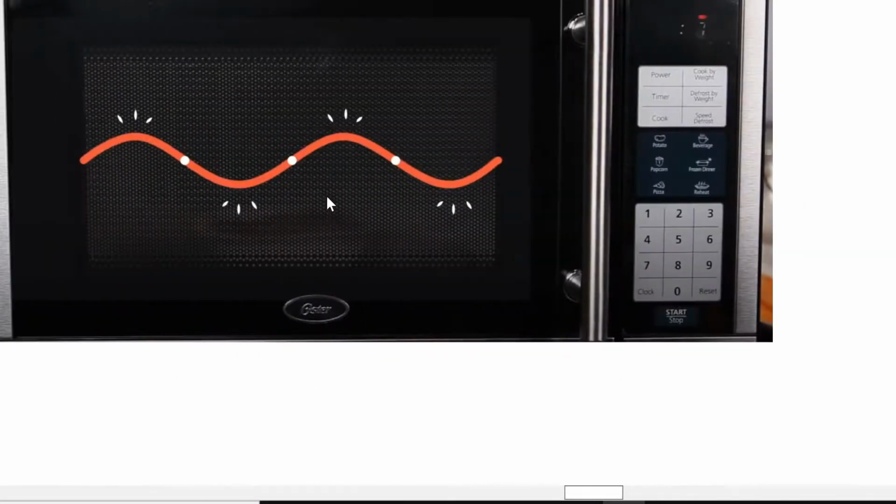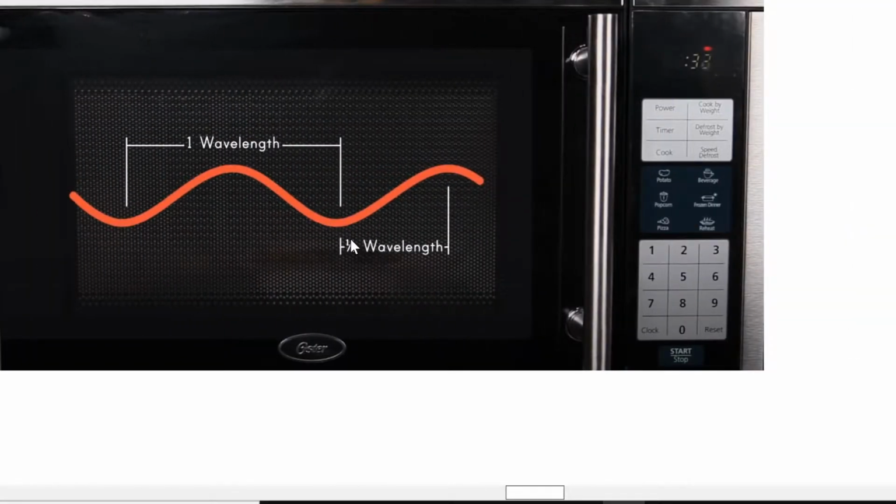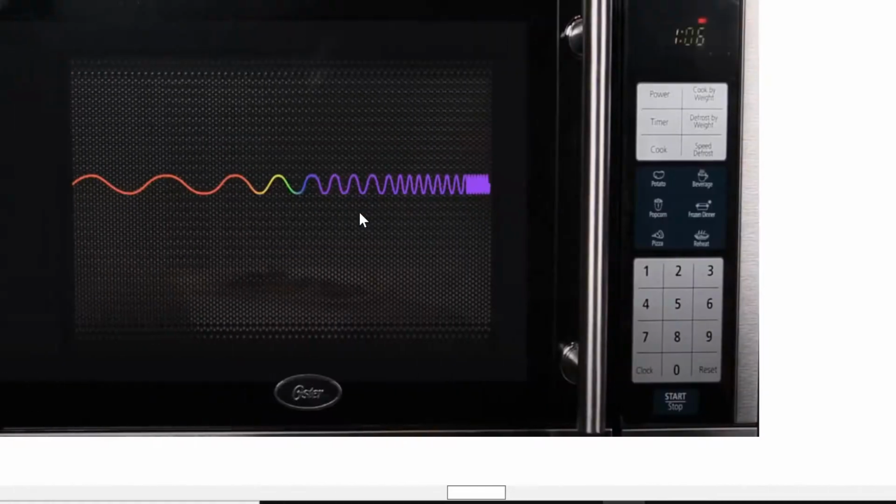So by this we understand that we have measured the distance from the high energy point here till here as 6 centimeters. But that is only half the wavelength. From here to here is only 6. For us to have the full wavelength, we need to multiply that by 2, which is 12. So we have one wavelength that we found out as 12 centimeters.